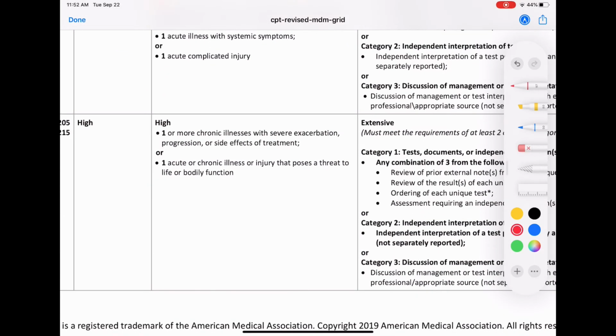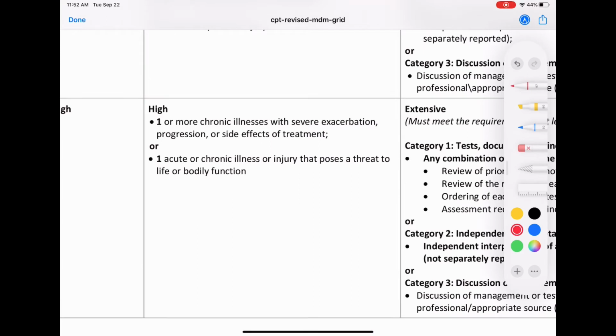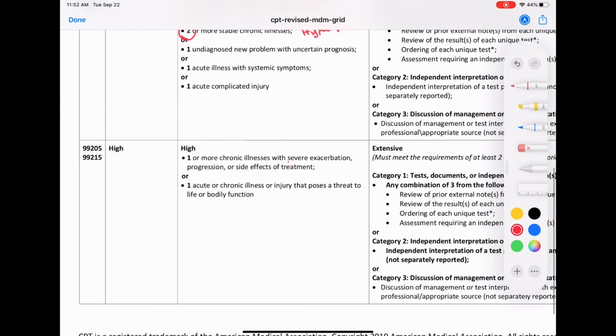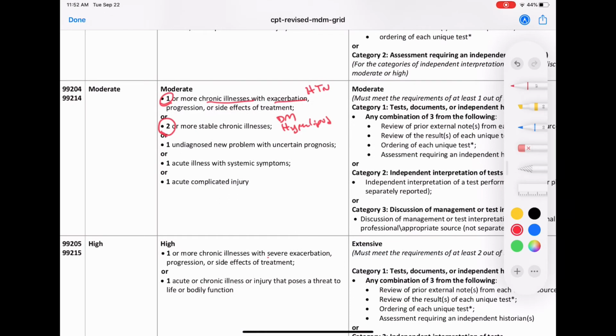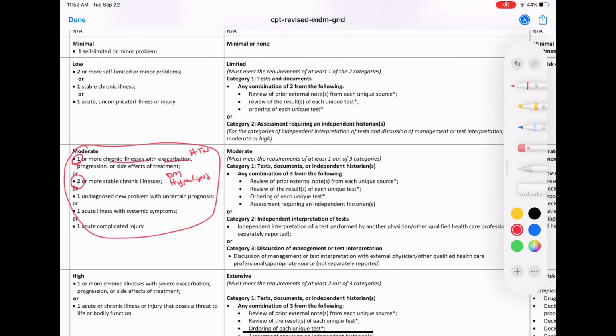And I do want to go down to high just to see. 1 or more chronic illnesses with severe exacerbations. No, we did not have that. And 1 acute or chronic illness that poses a threat to life. No, so we definitely don't need to go that high. So here's where we need to be for this. I would say moderate for that column.